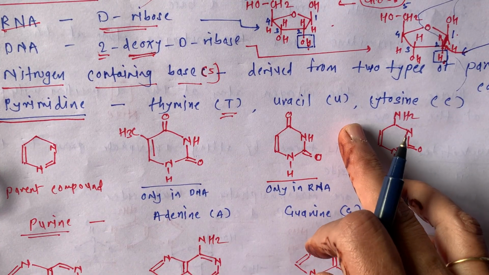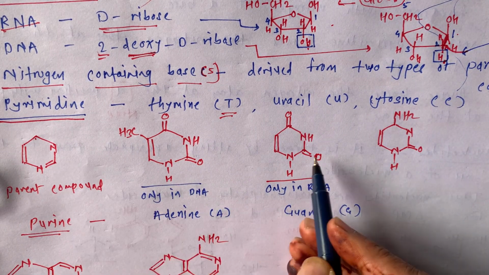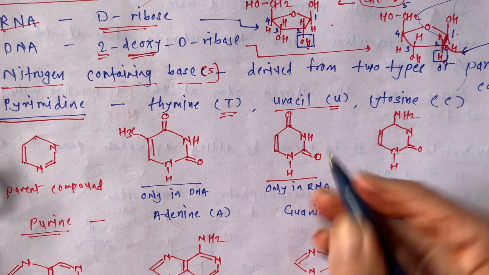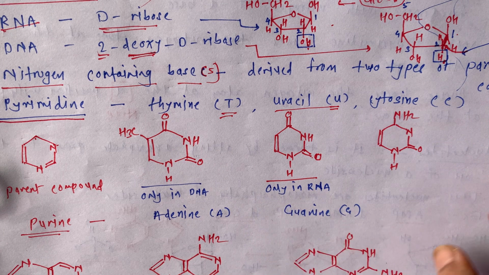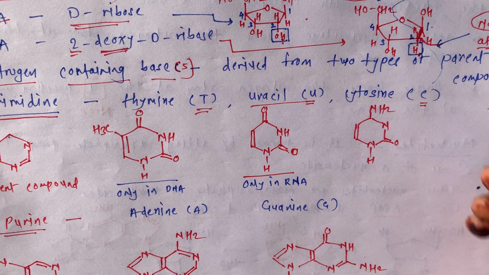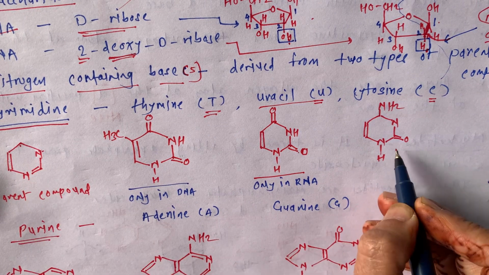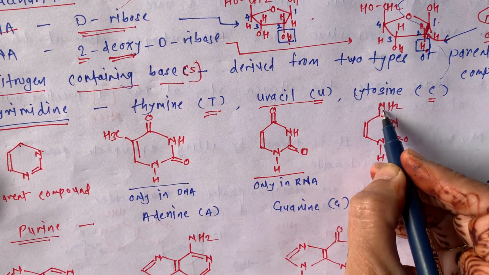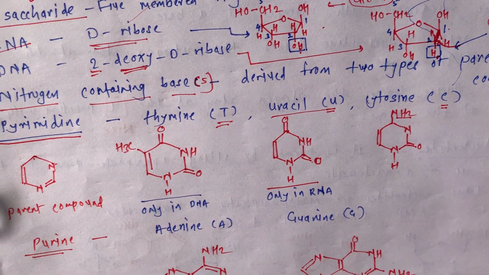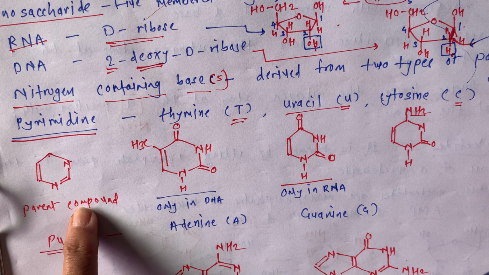Next one is uracil. What is the change? See, at this position C double bond O, at this position C double bond O, the remaining things are as they are. This is known as uracil, short form U, and this is only present in RNA. One more base is cytosine, short form C. See, this is the parent compound. Here at this carbon it is C double bond O, then at this carbon here it is NH2. This is cytosine.